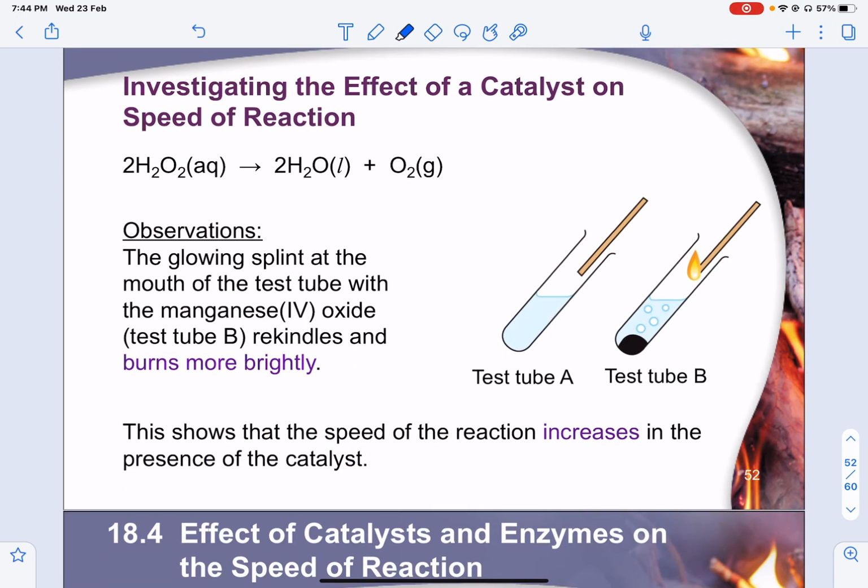So the glowing splint at the mouth of the test tube with the manganese(IV) oxide will rekindle and burn more brightly, indicating that the speed of reaction increases in the presence of the catalyst.